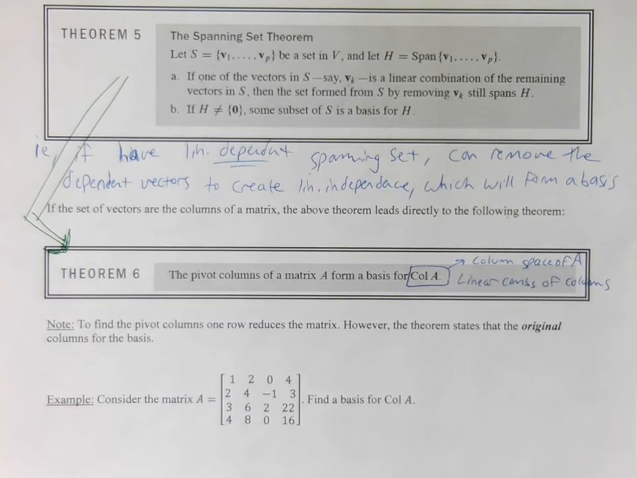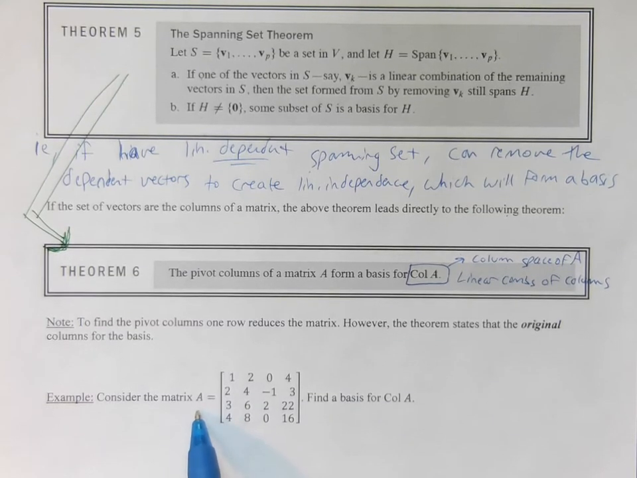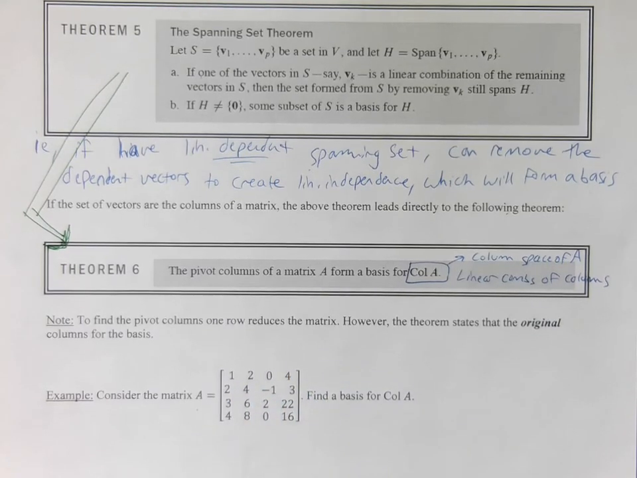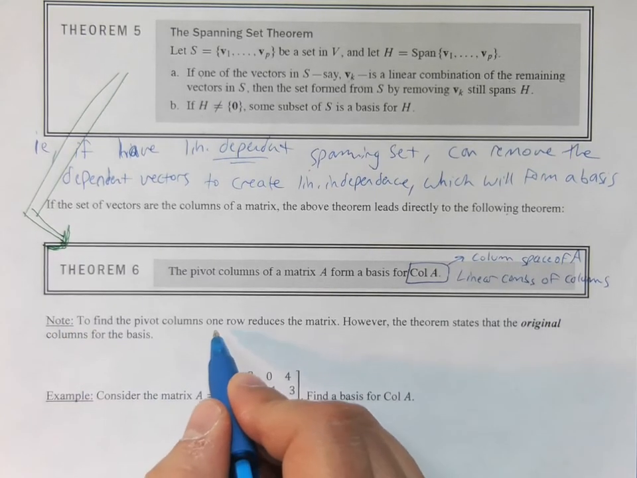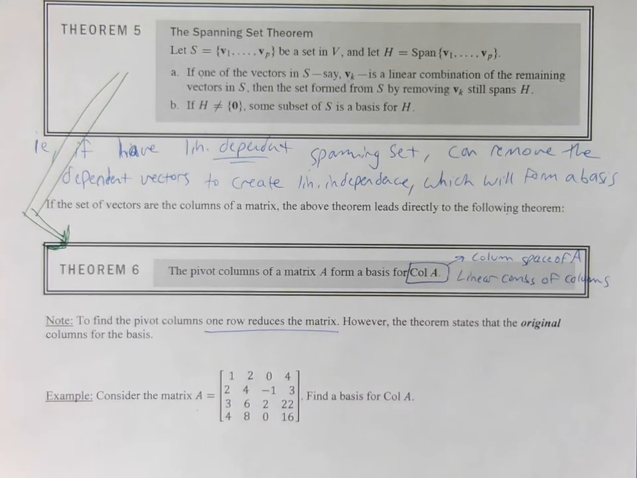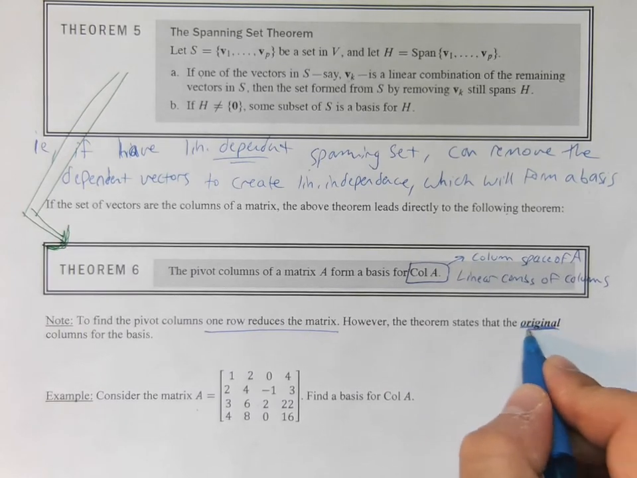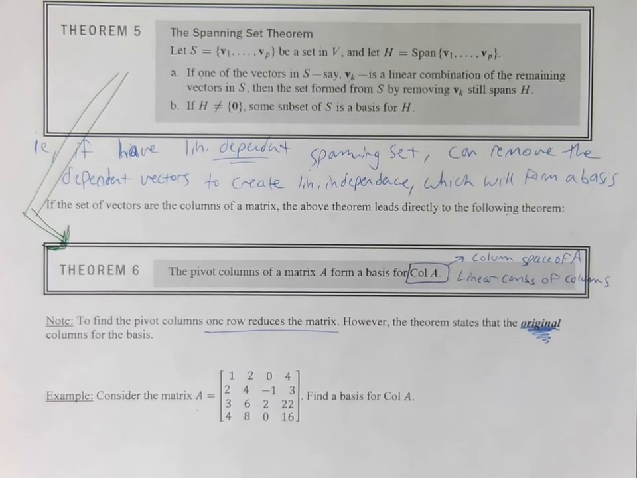But there's a key thing about this. Here's the question: consider this matrix. Let's find a basis for the column space. So we want to figure out the pivot columns here. We're going to row reduce this to figure out the pivot columns, but then we're going to go back to the original matrix and choose those columns. That's what it says in the note. To find the pivot columns, you row reduce the matrix, but then you go back to use the original matrix and the original columns to form the basis. It's pretty straightforward. You'll see what I mean here.